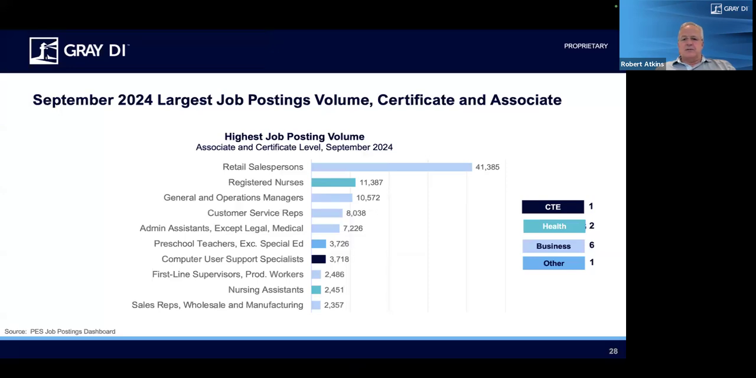Normally, again, I'd expect that to have 3 or 5 of the top slots, but not this month. We have general and operations managers, customer service, admin assistants, except legal, teachers, computer user support specialists, first line production, nursing assistants. Oh, I was wrong. There are 2 healthcare entries here, and then reps, wholesale, and manufacturing. So in this case, what we see is business really dominates our list in terms of highest job posting volumes, with 6 of our top 10 in business, 2 entries from healthcare, and 1 from other and 1 from career and technical education.